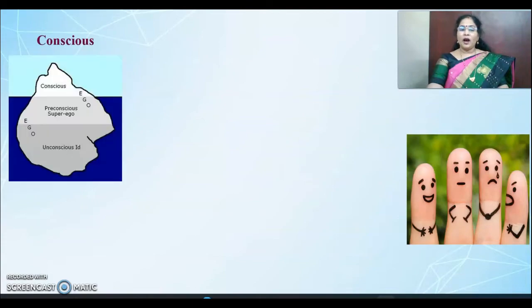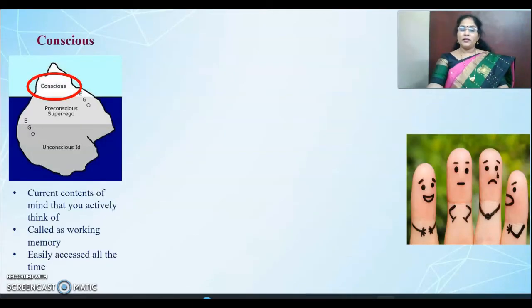Conscious level is our immediate current data, whatever is there in our mind, and it is very active. Whenever we are asked what's your name, immediately you tell your name. So this is called the working memory. At present you are listening to me, I am talking to you, this is your working memory. This is called the conscious level, and it is very easily accessed by all people all the time.